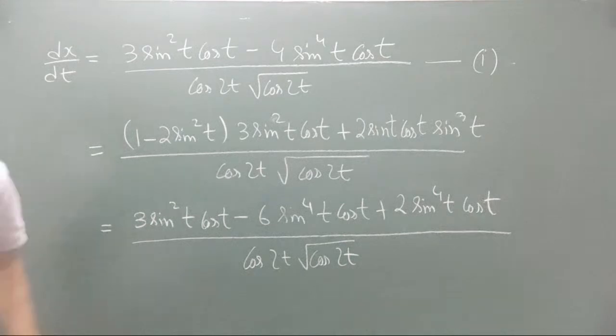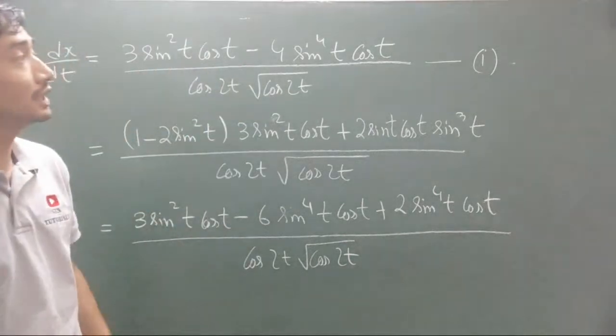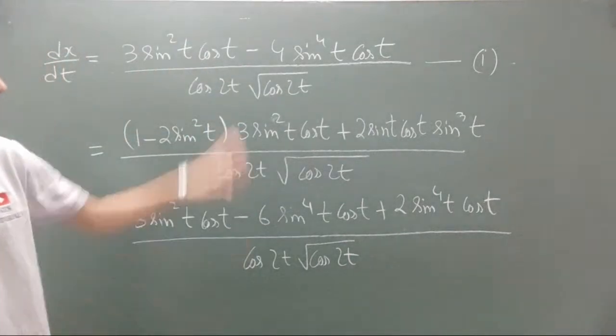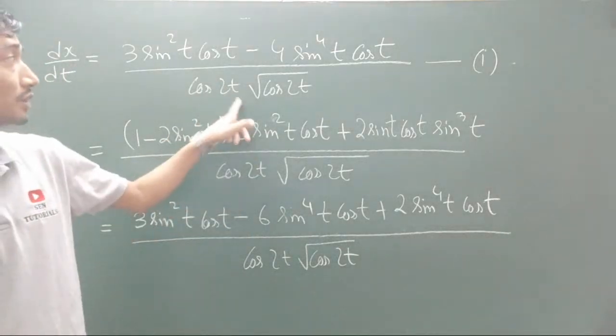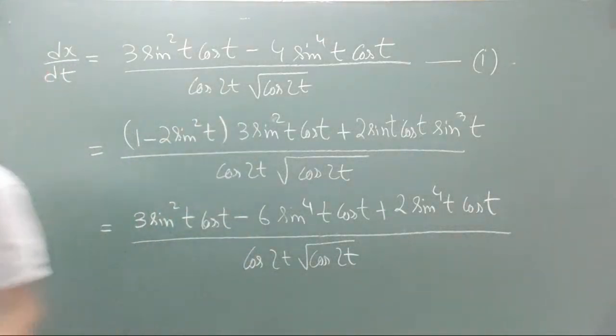So let me write it down because I'll be rubbing it off. I also need that to proceed. So you can also write it down. I'll write down this equation. You know, I have a tendency to forget. 3 sine square t cos t minus 4 sine power 4 t cos t, cos 2t root over of cos of 2t.